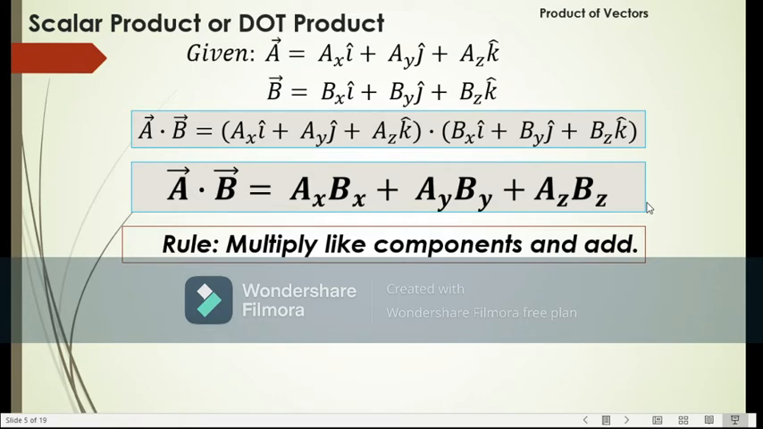It is also called a scalar product because the product here does not have any direction. So the product here will be a scalar one. No direction, it's only with magnitude.